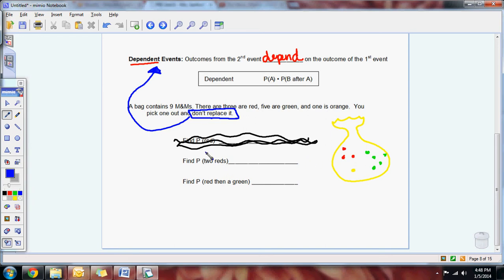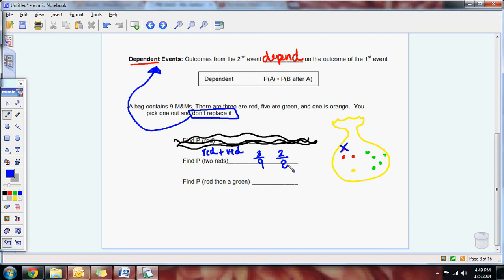Alright, so let's find the probability. So they want to know what's the probability of getting a red and then another red. So 2 reds. So our first reach in, we're going to pull out a red. So what's the probability of getting a red? Well, there's 3 reds out of a total of 9 M&Ms. So this red I'm going to take out. I picked out a red the first time. I'm going to eat it. I'm not putting it back. So what's the probability of reaching back into the bag and now getting a second red if you don't replace it? Well, now there's only 2 reds out of a total of not 9 anymore, there's only 8.